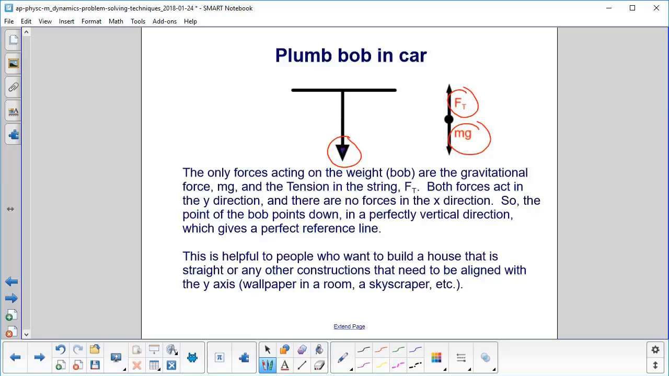This is helpful to people who want to build a house that is straight, or any other constructions that need to be aligned with the y-axis. Wallpaper in a room, a skyscraper, etc. And clearly what the plumb bob is doing is following the gravitational field, right? Because that points to the center of the Earth, and that's what your plumb bob is going to point to.